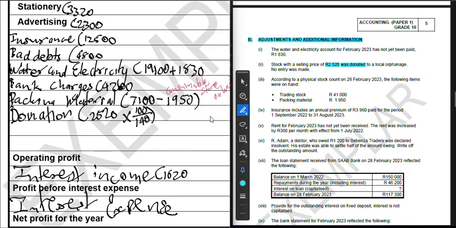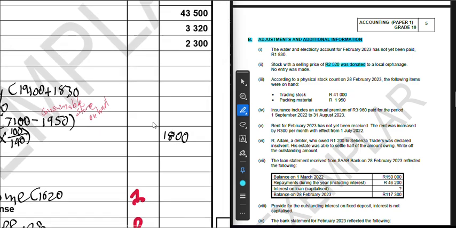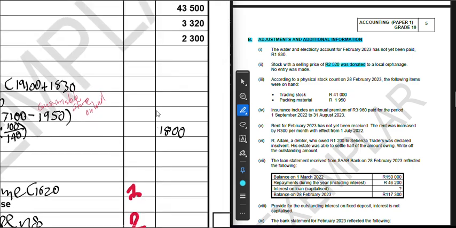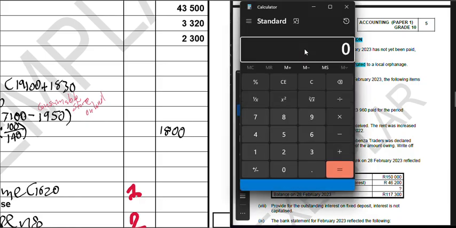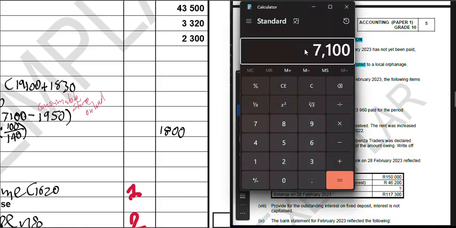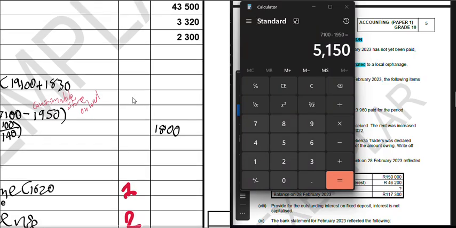Right, so you come back here, packing material. Now, where is our calculator? We open our calculator once more. All right, now in our calculator, ladies and gentlemen, we are going to have 7,100 minus 1,950. Right, so it will give us an answer, and that answer, ladies and gentlemen, is 5,150.